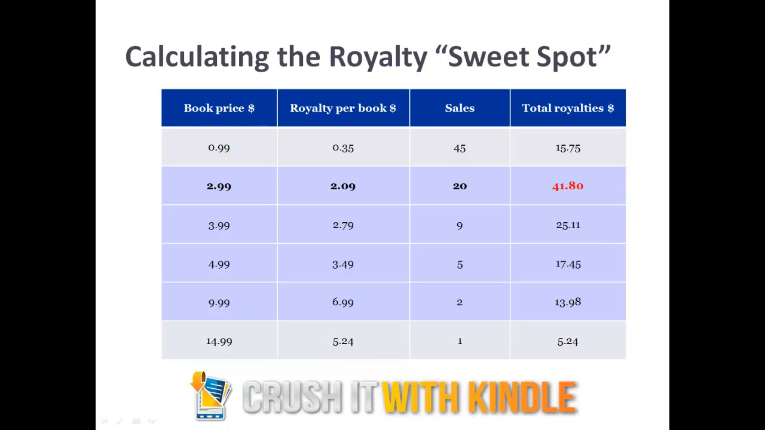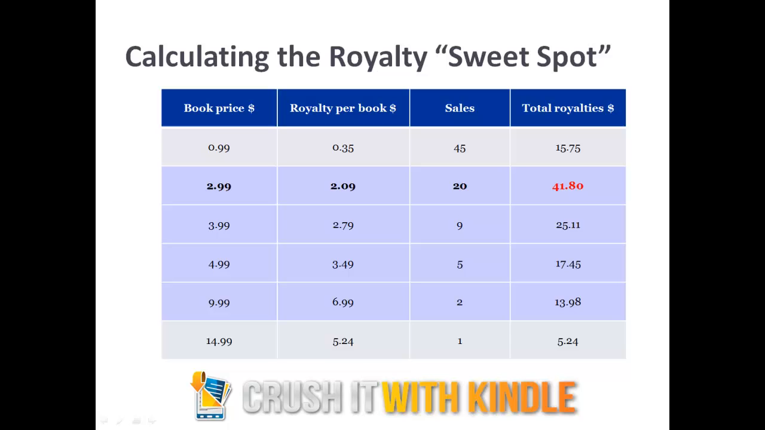And the reasons for this are simple. So at 99 cents, while you're making a lot more sales, your book is forced into that 35% royalty bracket, which means you're only getting 35 cents per book. So multiply that 35 cents by the 45 sales in our example, you get $15.75 in total royalties. Compare that to the $2.99 sweet spot, and while you're making less than half the number of sales, just 20 sales, your royalties per book go up to $2.09, up almost 6 times. So now you have a total royalty of $41.80.